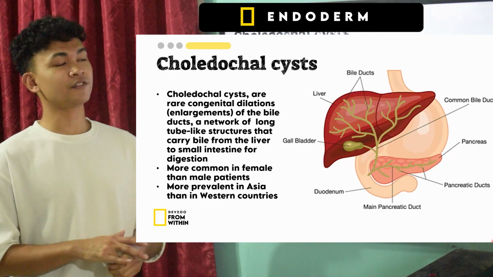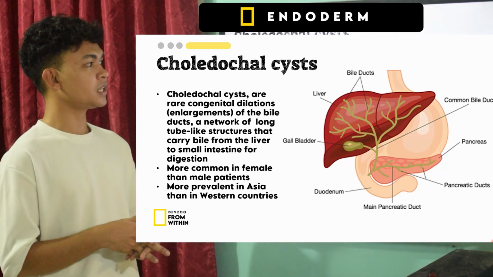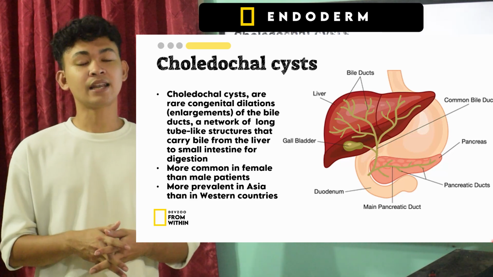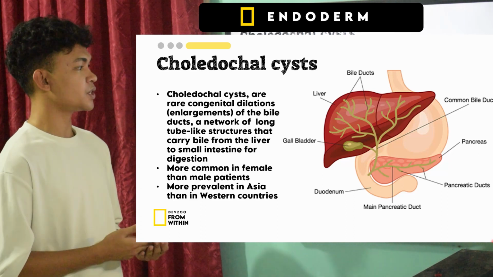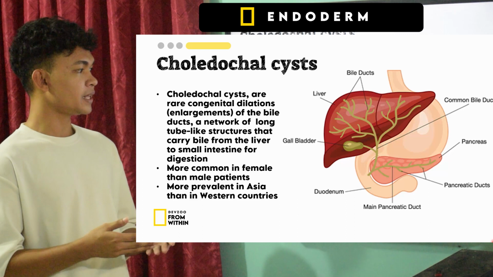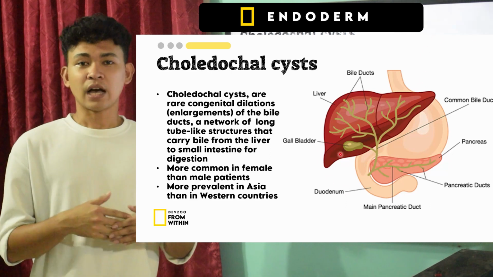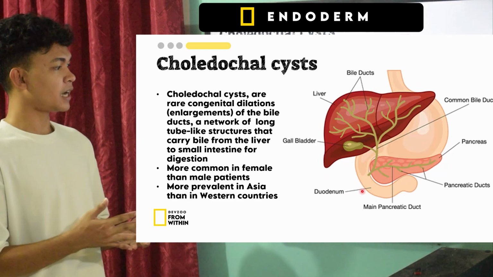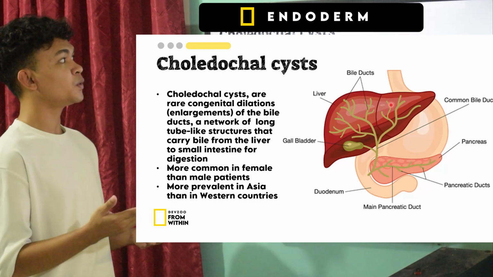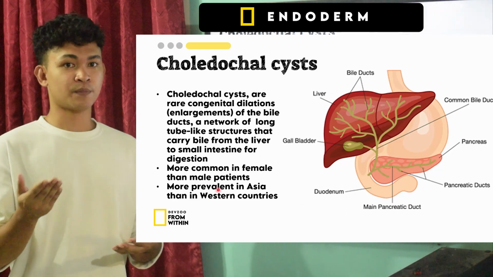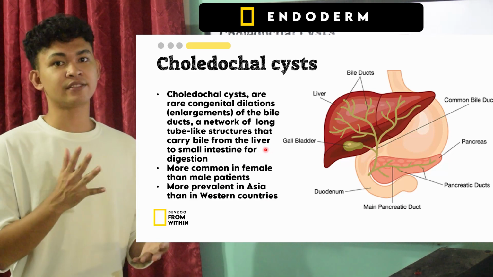Next we have the choledochal cyst. Choledochal cysts are rare congenital dilations of the bile ducts. Dilations means enlargements. The bile duct is a network of long, tube-like structures that carry bile from the liver to the small intestine for digestion, as you can see here in this figure. A study conducted in Japan revealed that 33 to 50% of the people with choledochal cyst are from Japan, and the majority of them are females. The reason behind this is still unknown.